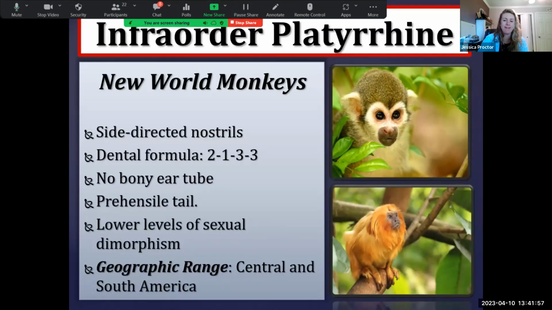All right, so some of the characteristics of the platyrhines. They have what we call side-directed nostrils. So when you're looking at the nostrils, you see that they're kind of oriented and pointing towards the side.